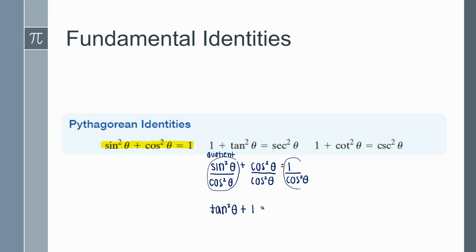And if I look at this very last fraction, well, that is a reciprocal. Notice that the reciprocal of cosine is secant. So hopefully it makes sense that the reciprocal of cosine squared is going to be secant squared. So yes, the tangent squared and the 1 are flipped around, but it is the exact same identity.